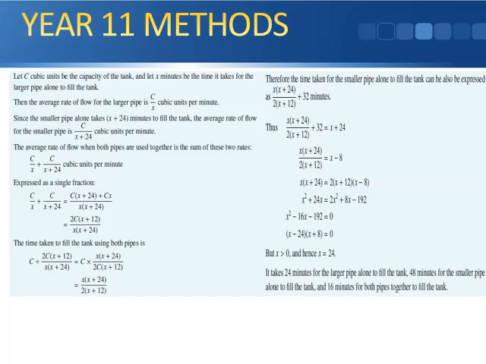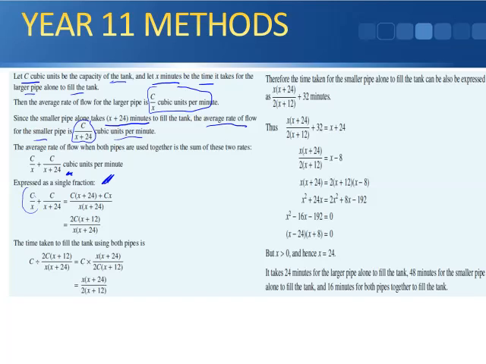It says, let C cubic units be the capacity of the tank, and let x minutes be the time it takes for the larger pipe alone to fill the tank. The average rate of flow for the large pipe is C divided by x cubic units per minute. Since the smaller pipe alone takes x plus 24 minutes to fill the tank, the average rate of flow for the smaller pipe is C divided by x plus 24 cubic units per minute. The average rate of flow when they're put together is both of these combined, so C divided by x plus C divided by x plus 24 cubic units per minute.